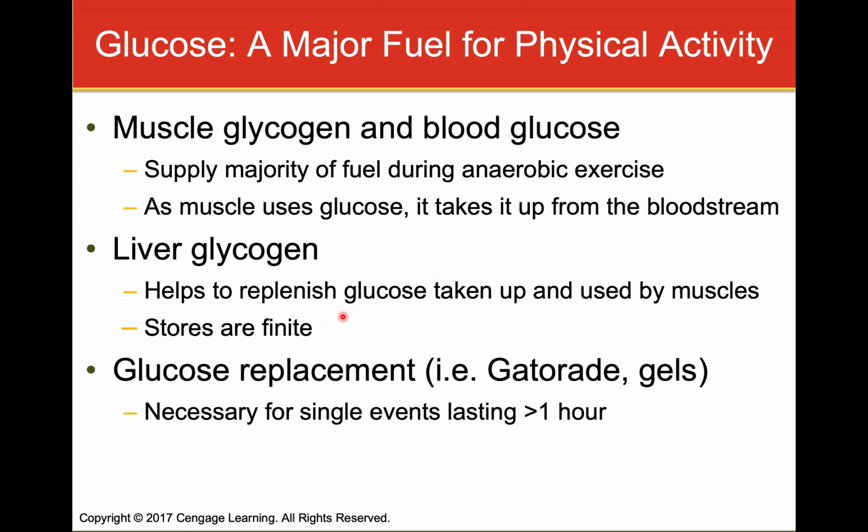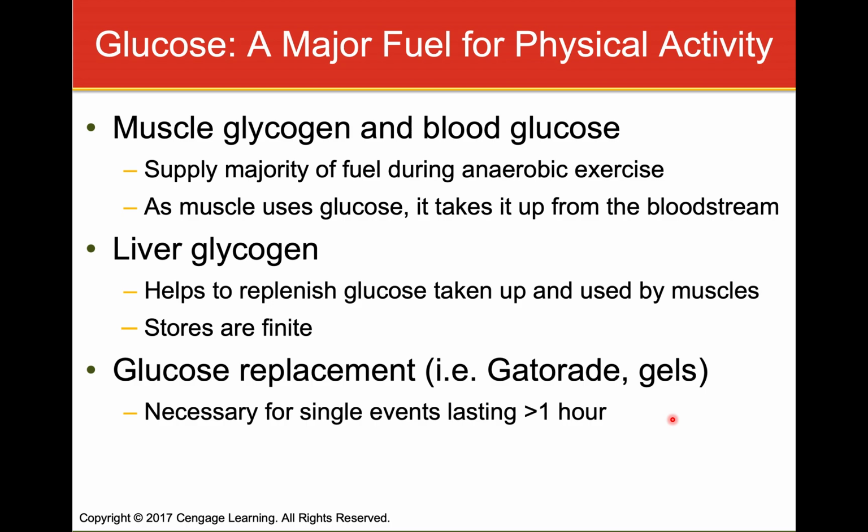Now, the liver glycogen is finite, so at some point, if we end up using all the liver in our muscle, we lower our bloodstream, and then we deplete our liver, we're going to run out. And we call that hitting the wall, is when you eventually run out of fuel to use. And that's why we have glucose replacement.